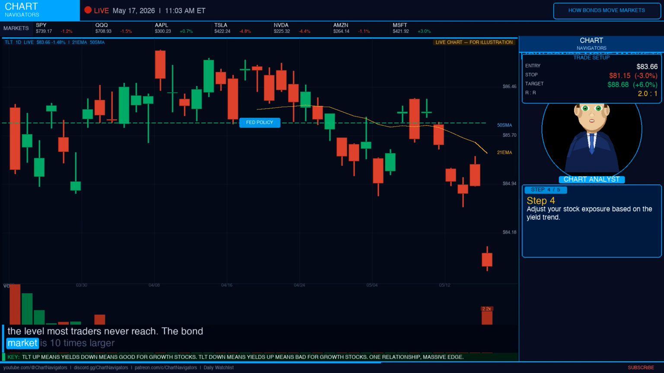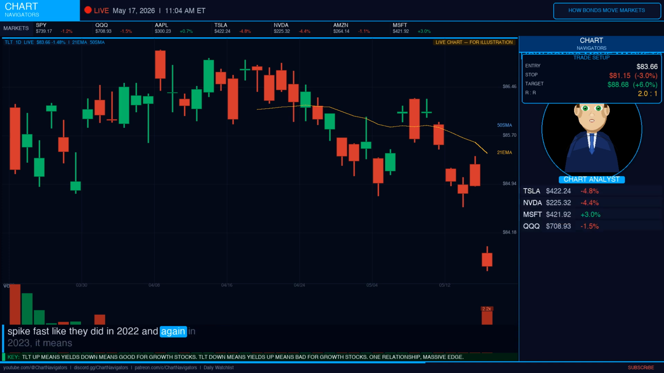Here is the level most traders never reach. The bond market is 10 times larger than the stock market. When institutions see economic danger ahead, they move into bonds, which drives yields down. When they see growth and inflation, they sell bonds, which drives yields up. Bond traders are the smartest money in the world. When yields spike fast like they did in 2022 and again in 2023, it means institutional money is pricing in higher rates for longer. That kills the valuation of any stock trading at a high price-to-earnings multiple. Understanding this one relationship will change how you look at every market move.